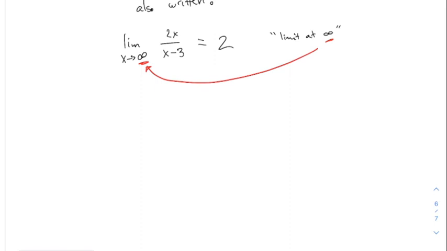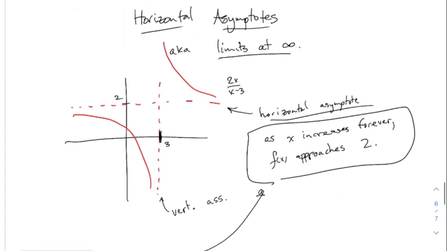And you can also talk about the limit as x approaches negative infinity. That would mean the limit when the x goes off the other side, to the left. Your left. So that would be lim x goes to minus infinity of 2x over x minus 3. That means, look on the graph, what does the y value approach when you go off the side to the left? In this particular example, it also approaches 2, right?